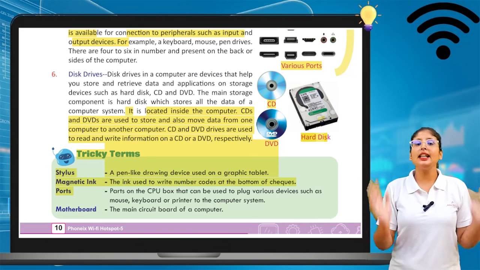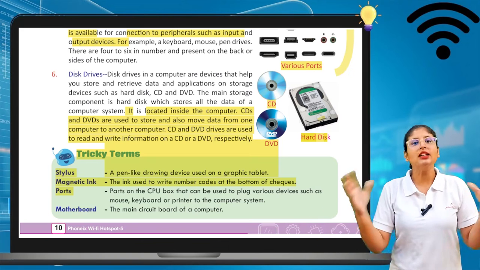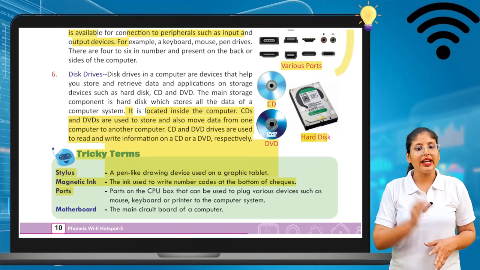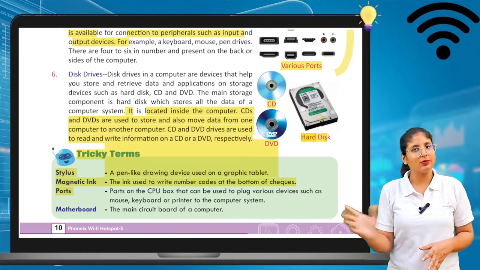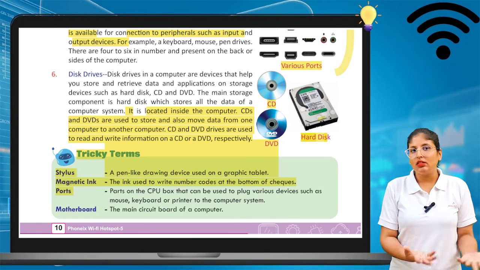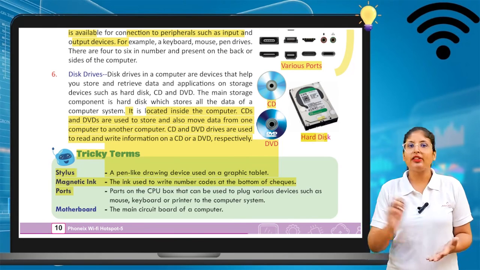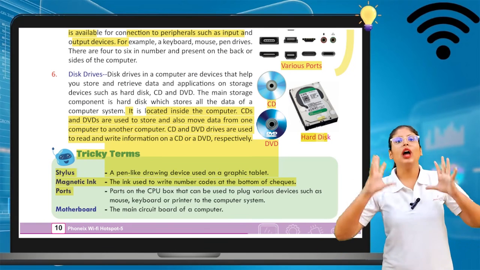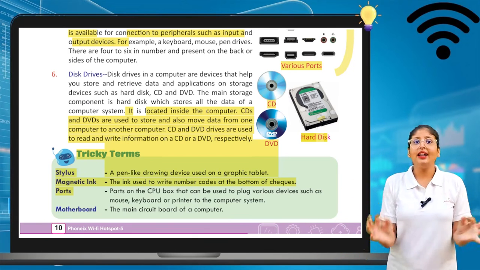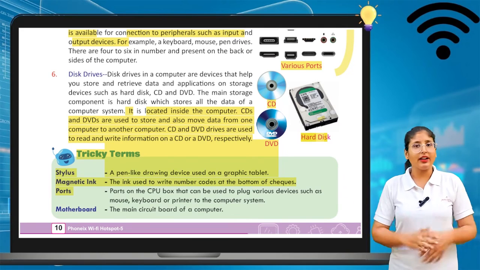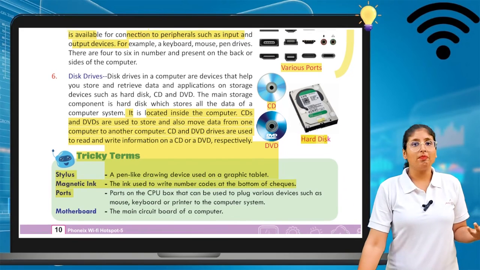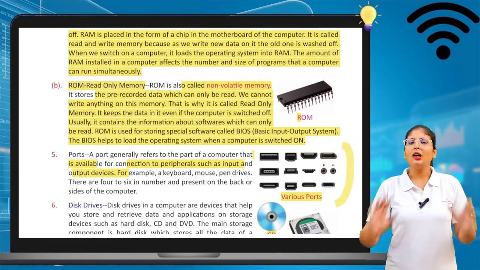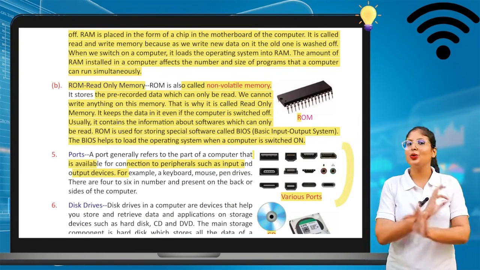CD and DVD are used to store and also move data from one computer to another computer. So in CD and DVD, we can transfer the data and store the data. CD and DVD drives are used to read and write information on CD and DVD respectively. So these are all about hardware, their components and the internal devices of the computer, that is CD, DVD, ROM, RAM, all these things. I am hoping all these things are totally clear to you.